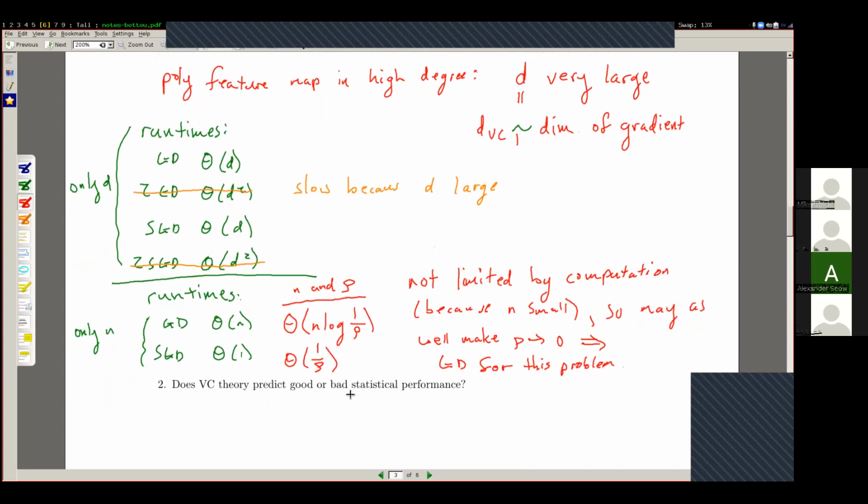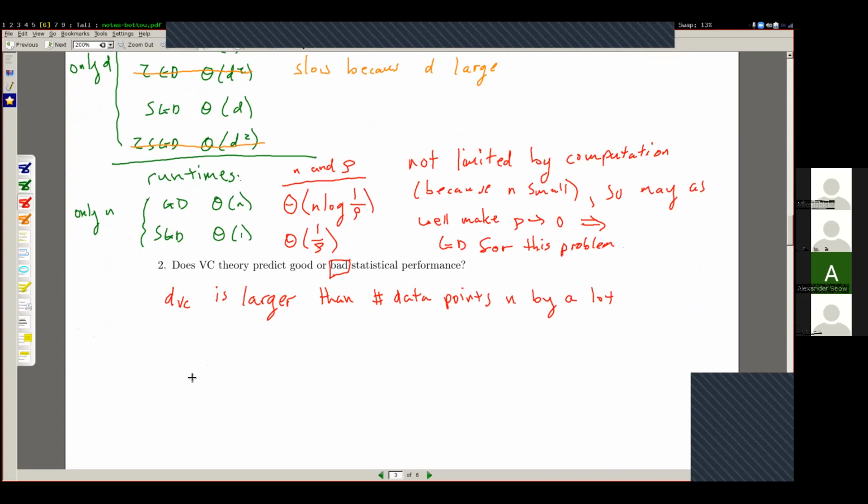VC theory predicts very bad statistical performance for us. Very bad statistical performance because our VC dimension, d_VC, is extremely large, because we're using the polynomial feature map with a high degree that grows very, very fast. So d_VC is larger than the number of data points by a lot. When people talk about statistical performance, they can be talking about any one of these errors: the in-sample error, the out-of-sample error, the excess error, the approximation error, the estimation error, the optimization error, so many different types of errors. But 90% of the time, people are talking about the generalization error.